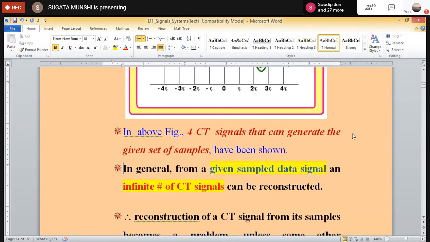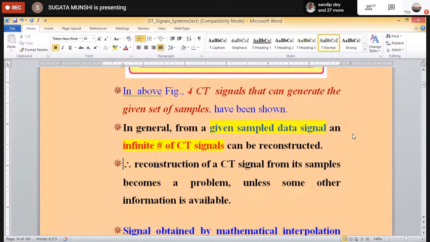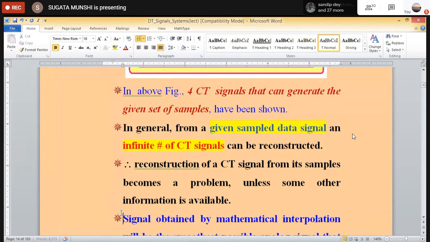Therefore, the reconstruction of an analog signal from its samples becomes a problem unless some other information or restriction or constraint is available, obviously on the sampling frequency. Some minimum value of the sampling frequency has to be set. It will evolve out of the discussion that we will have now.